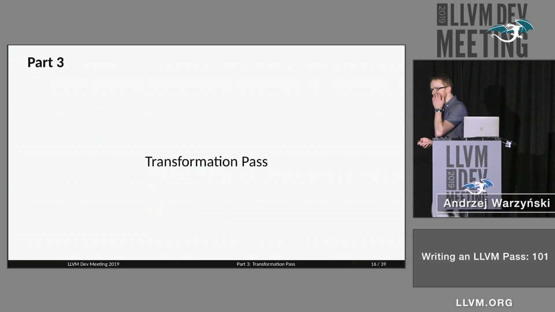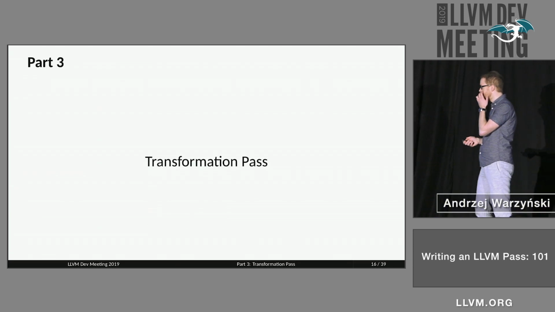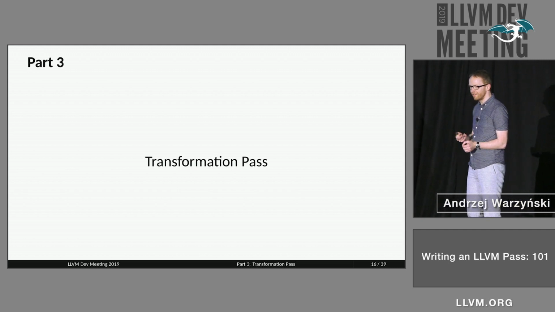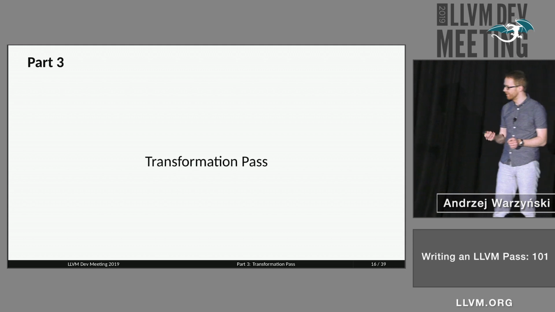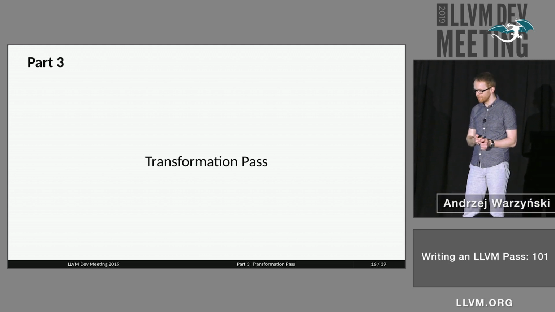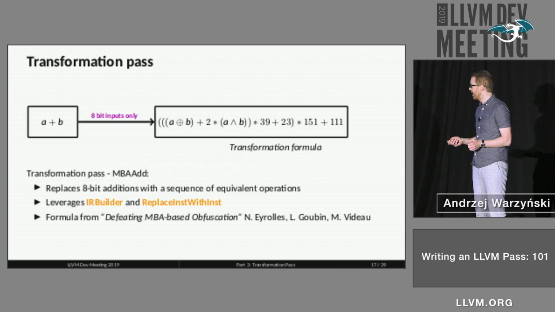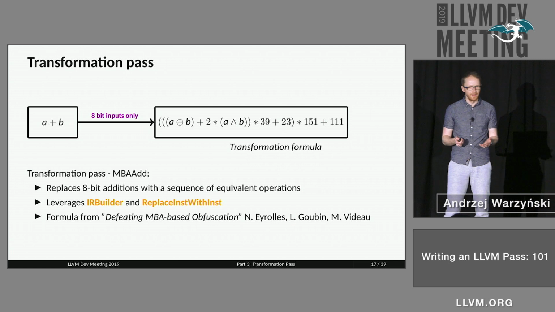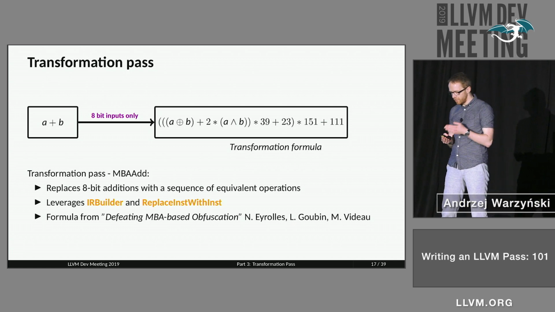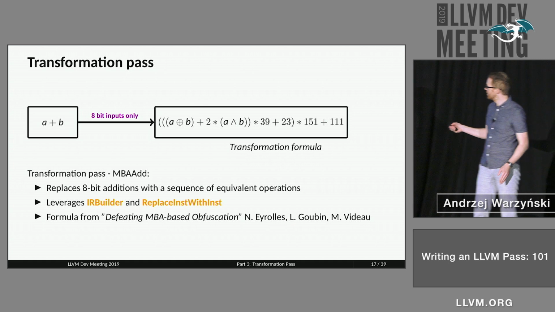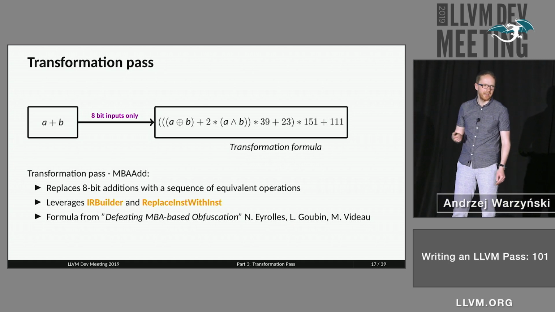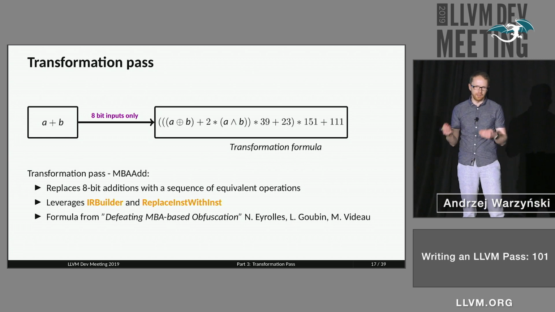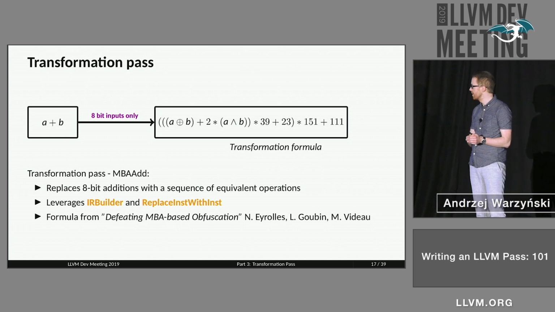OK. So this first one, I think it was nice to showcase how not difficult it is to write a pass and run it, and to learn something about your modules. But it didn't do anything exciting. The second one is much more exciting, and it actually changes something. It's a transformation pass. What it does, it takes additions, 8-bit additions, and replaces them with this really, really weird and a bit nasty formula. I took the formula from a paper on obfuscation. I found it interesting, and I figured it's a good example to showcase.